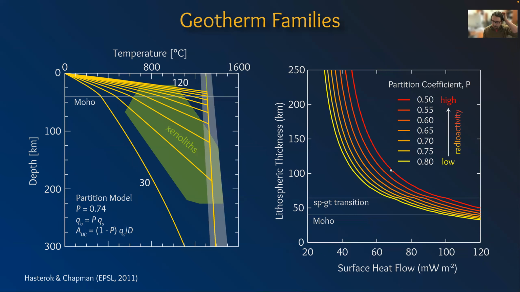From these different partition models, depending on how much partitioning we have, we get a variation. We can get differences in lithospheric thickness that are predicted. So here's a variety of them, going from yellow here in the low radioactivity to red in the high radioactivity. So as you increase radioactivity, you can increase the lithospheric thickness for the same given heat flow, or you can increase the heat flow for the same lithospheric thickness.